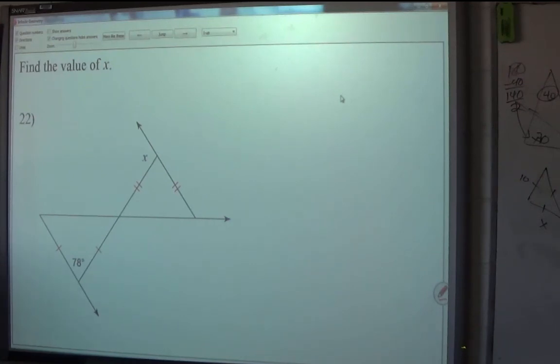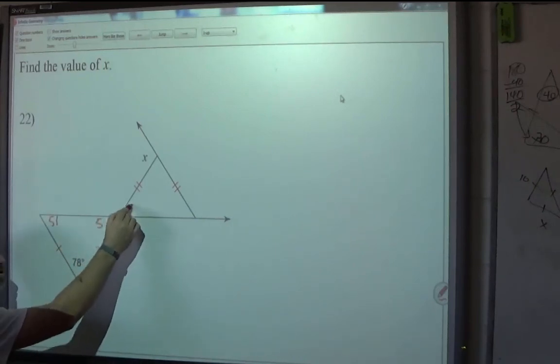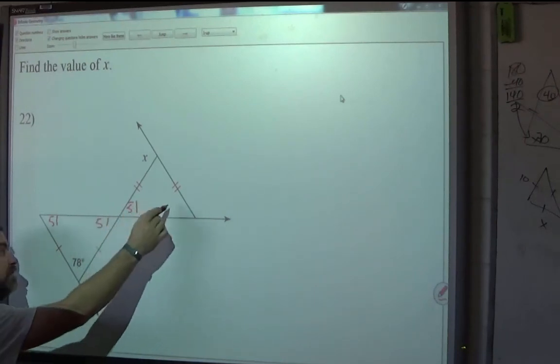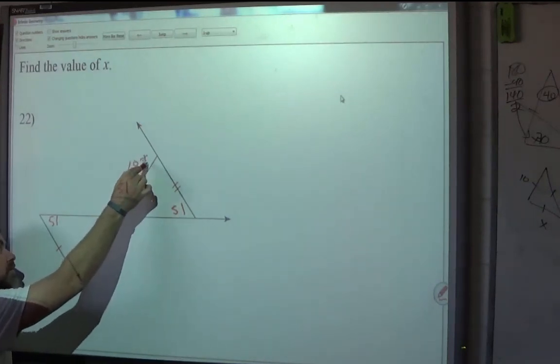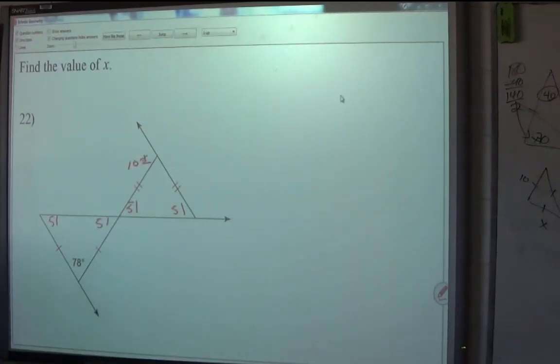Exactly right, Maggie. If this one is 78, that leaves 102 for these two. That means this one has to be 51 and this one has to be 51. If this one's 51 by vertical angles, this one is 51. If that one's 51, then this one has to be 51 by the base angle theorem. 51 and 51 add up to 102. Okay? To me, that's a fun problem. It's like solving a puzzle. I would do these problems for fun in my spare time. Yes? I got that without doing any theorems, really. Alright, did you use parallel lines?